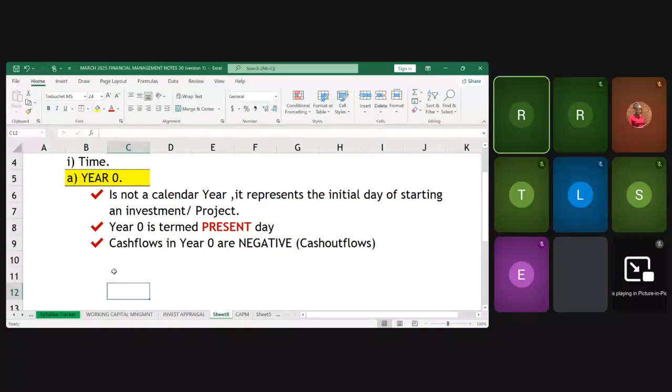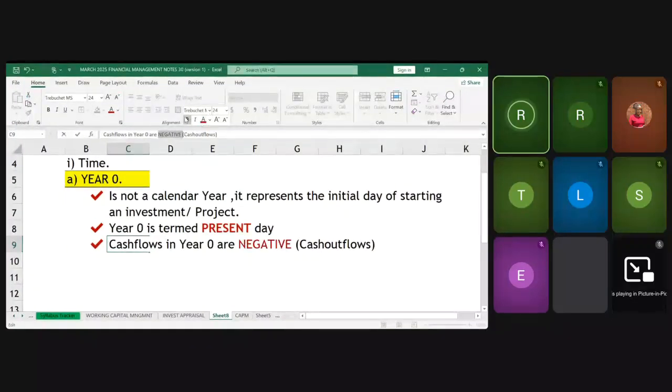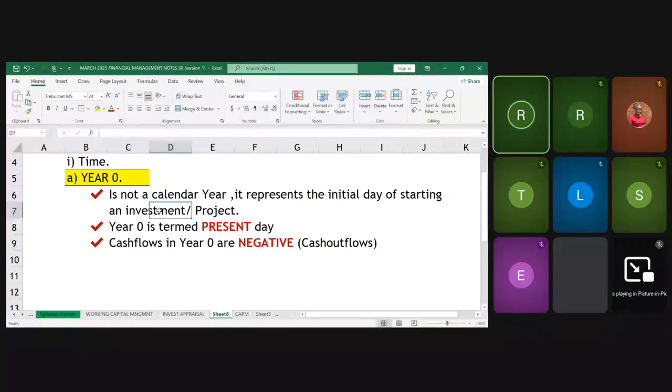So what does year zero mean? We should notice that year zero is not a calendar year. It's just that day, the initial day when you kickstart the project. So when you kickstart the project or an investment, you start off by investing. So when investing, it is indeed a negative cash flow. That is key and critical for us to understand.